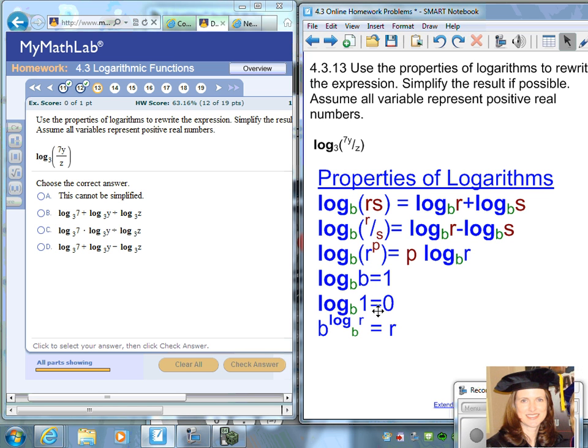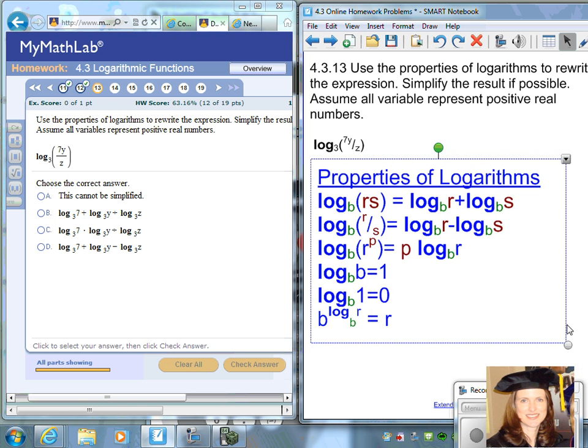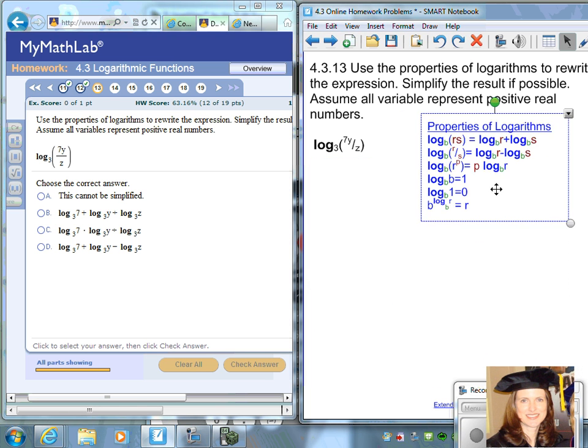The next property is if you have log base b and the argument is 1, the log is always going to equal 0. And then finally the last one, if you have a base b raised to a log base b of r, they're like inverses, they're going to cancel out and you get r.